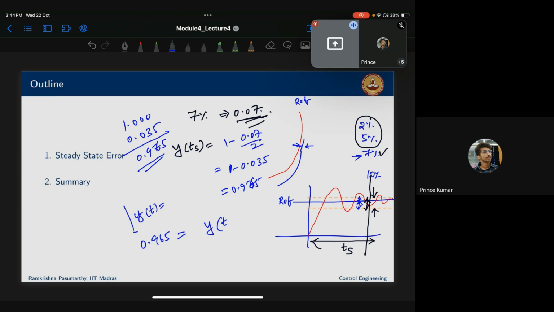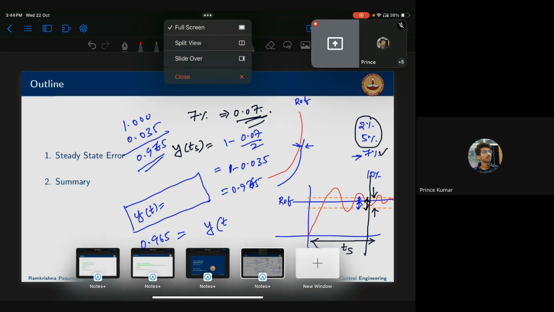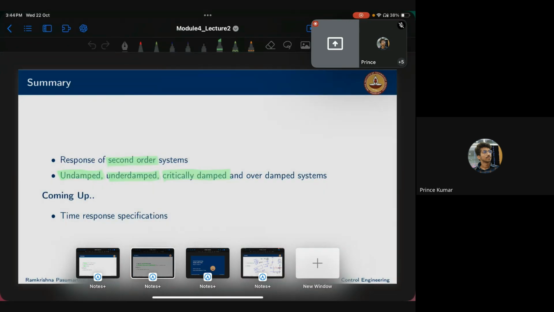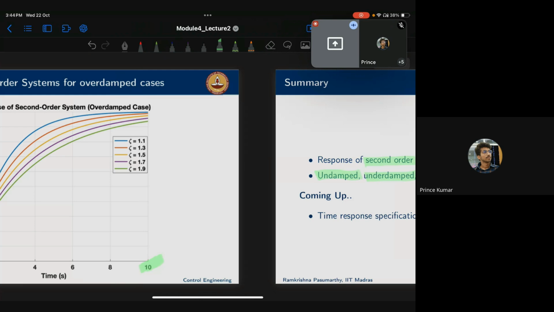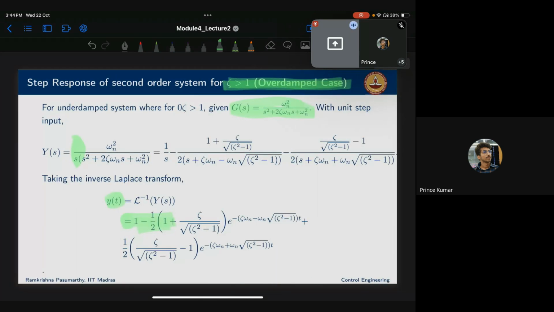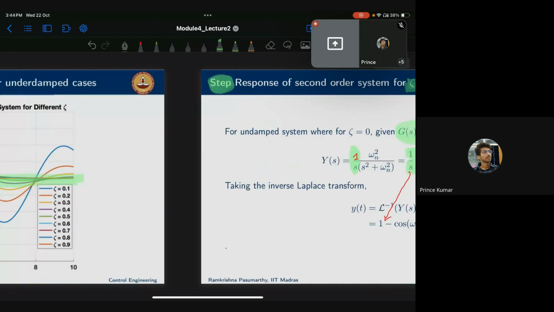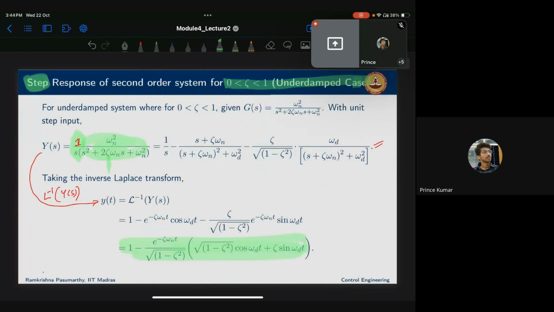Now you have this expression, the y of t expression. Let me show you. You have the y of t expression for the second order system. Can you see this expression? Yes. So what is this value now? 0.965. Correct? Yes or no? Yes, sir. So substitute Ts here.